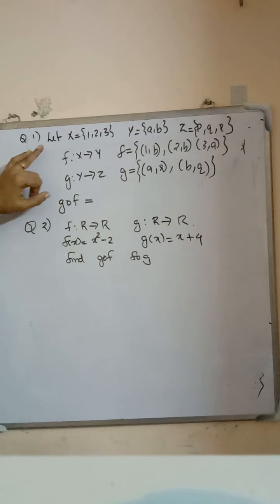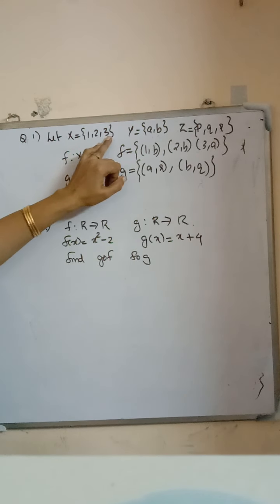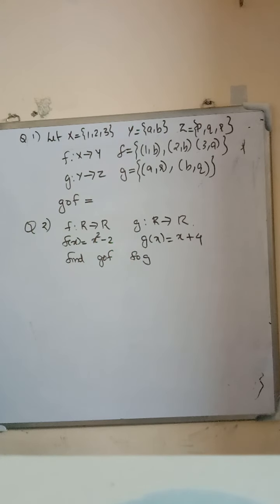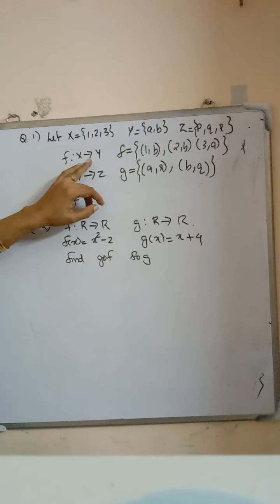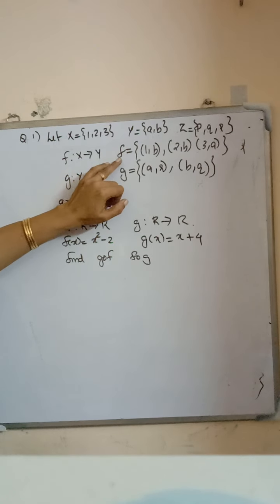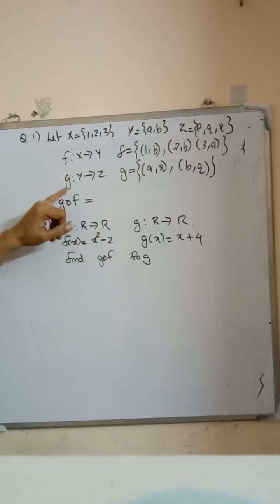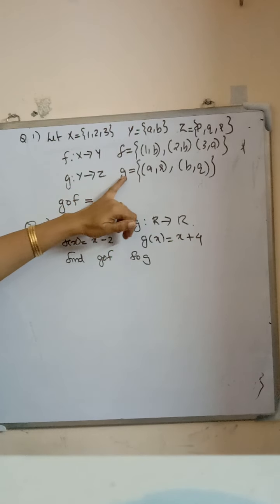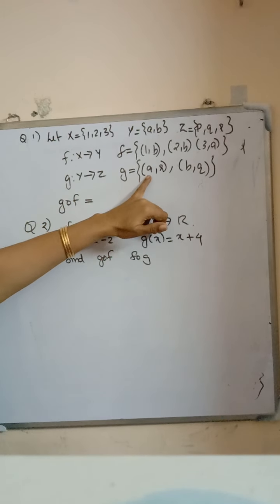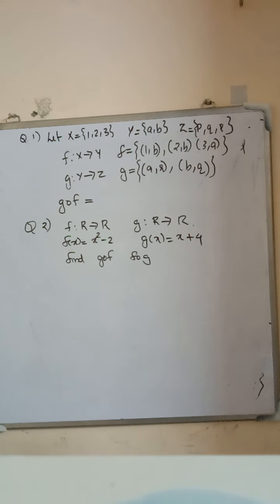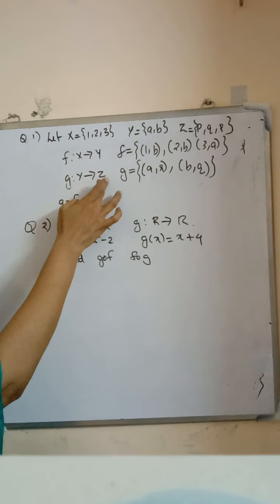Now we discuss a problem. Let X be the set {1, 2, 3}, Y the set {a, b}, and Z the set {p, q, r}. And f is a function from X to Y defined as f equal to the ordered pairs (1, b), (2, b) and (3, a). And g is a function from Y to Z as g equal to the ordered pairs (a, r), (b, q). G composition f is a function from X to Z.